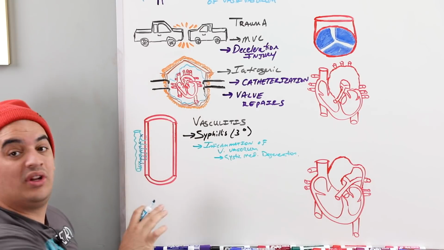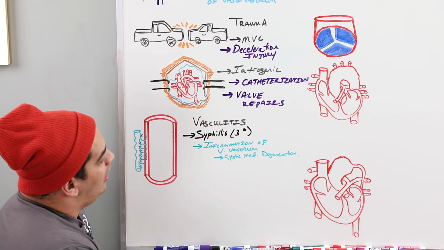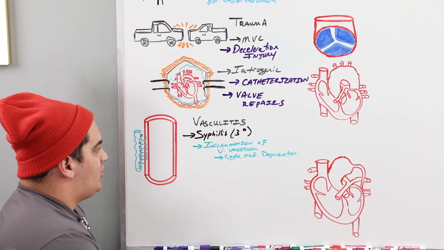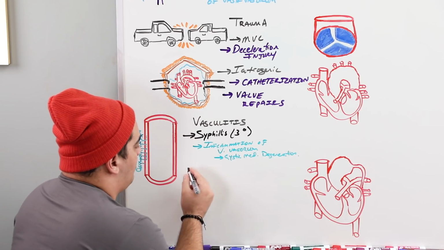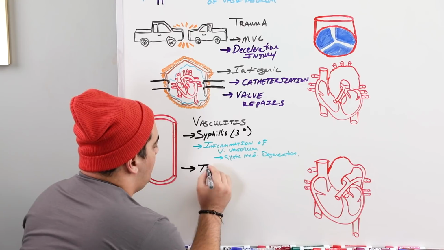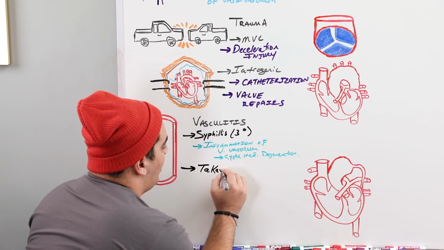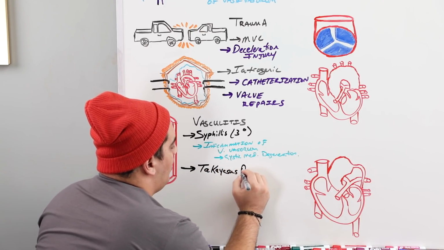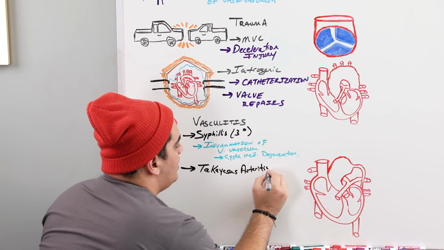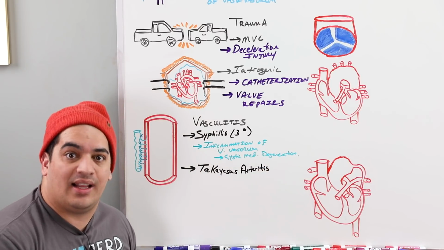And that's particularly of the tunica media, okay? Another one to think about associated with vasculitis, this one comes up sometimes, not super common, but what's called Takayasu's arteritis. So this is a medium vessel vasculitis.